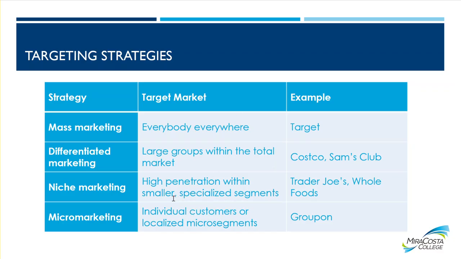Target market, high penetration within smaller specialized segments. That could be more like your Trader Joe's, your Whole Foods, or your Sprouts. And your micro marketing, individual customers or localized micro segments, could be more like a Groupon.